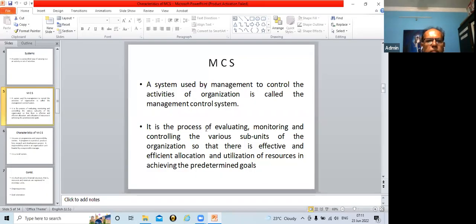EPM. Characteristics of Enterprise Performance Management, EPM. What is it?